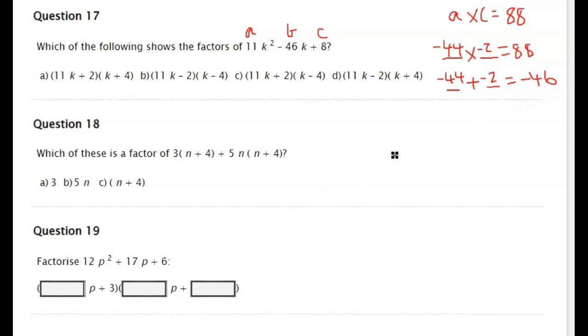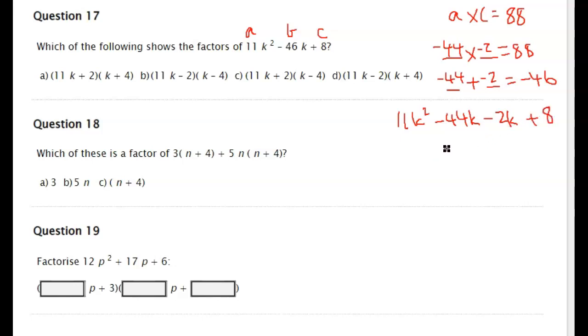So when we're factorizing a non-monic trinomial, we keep our first term the same, so 11k squared. And then we use these two numbers. Instead of writing minus 46k, I'm splitting that negative 46 into two: negative 44k minus 2k. It's still equal to negative 46. I've just split it up to allow me to factorize. And then we've got plus 8 on the end.